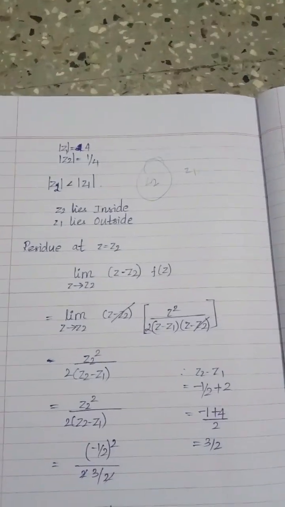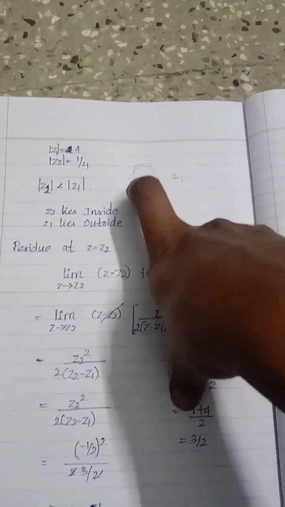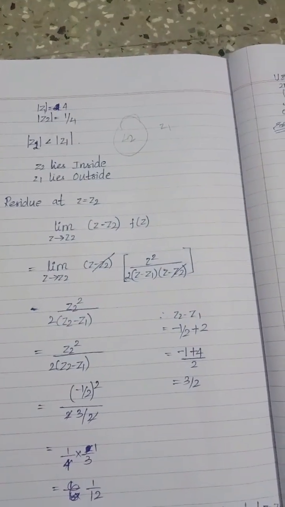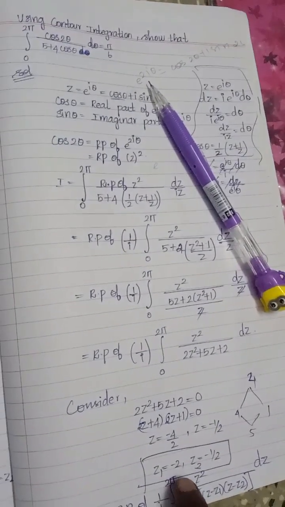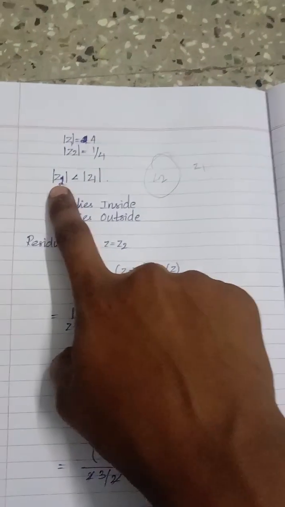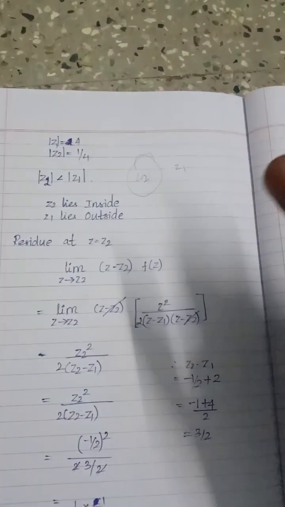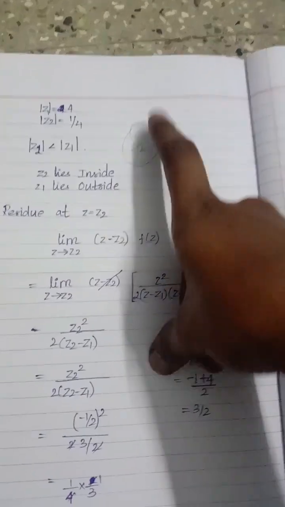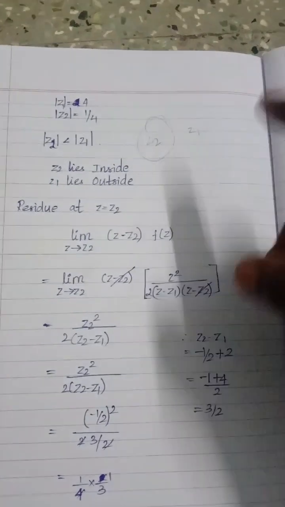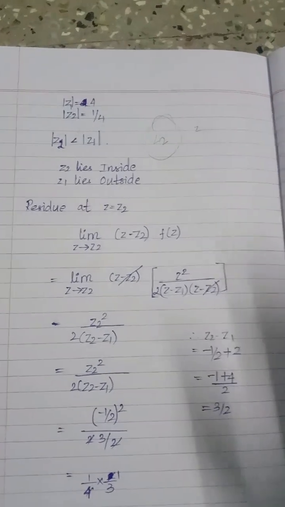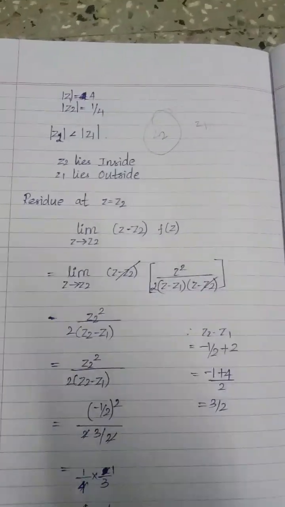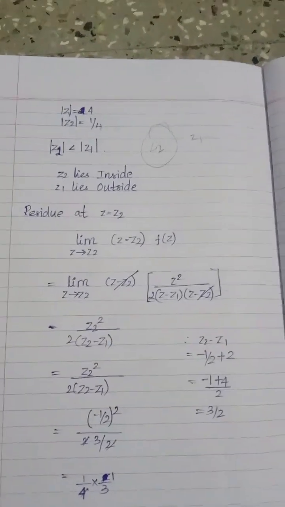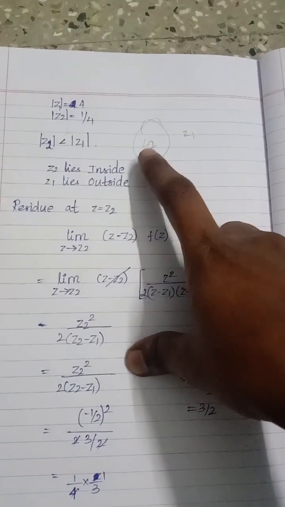For the point which lies inside the circle only we have to find the residue. Otherwise, you can imagine if z1 equal to minus 1 by 2 and z2 equal to minus 2, we get z1 less than z2, so we have to find the residue of z1 because it lies inside the circle. Now in my sum, z2 lies inside the circle, so I have to find the residue at z equal to z2. Whatever point lies outside the circle will certainly contribute 0, and for the points inside the circle we have to find the residue.